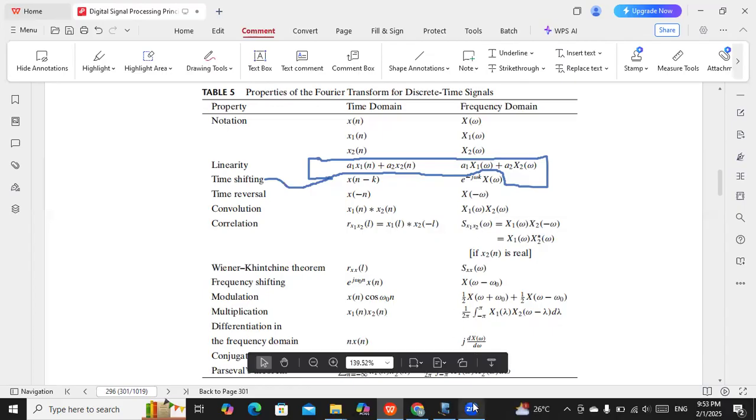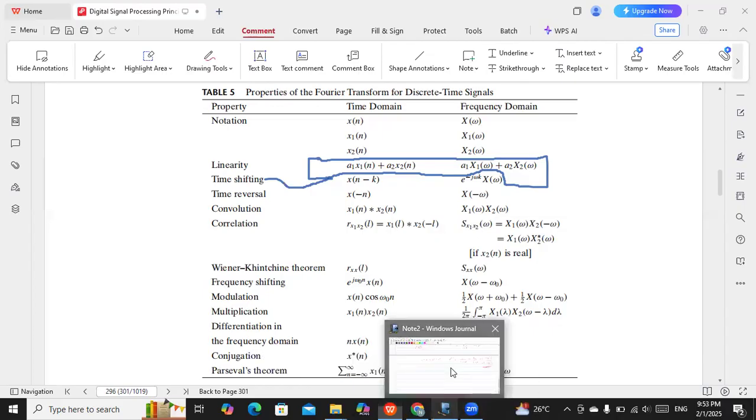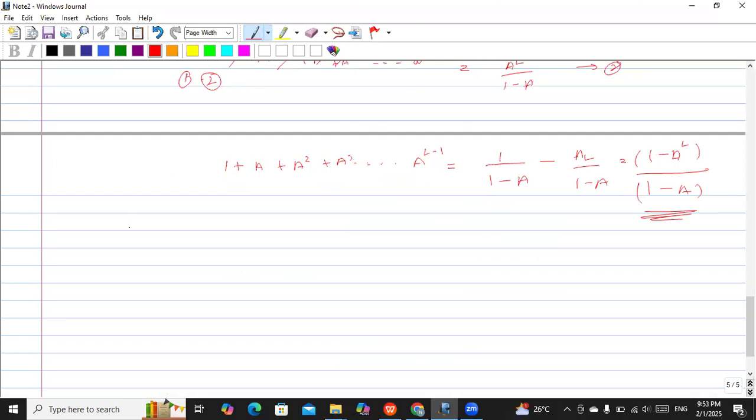Time shifting property. It is like this. If the Fourier transform of x[n] is X(omega), and you shift this x[n] by k, this is a shifting. If it is minus, it is a delay shift, the signal is shifted to this side. And if it is plus, it is an advance shift, that means the sequence is shifted to this side.